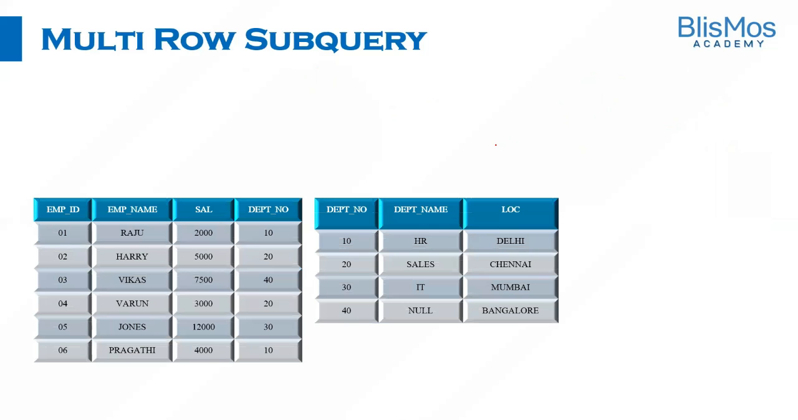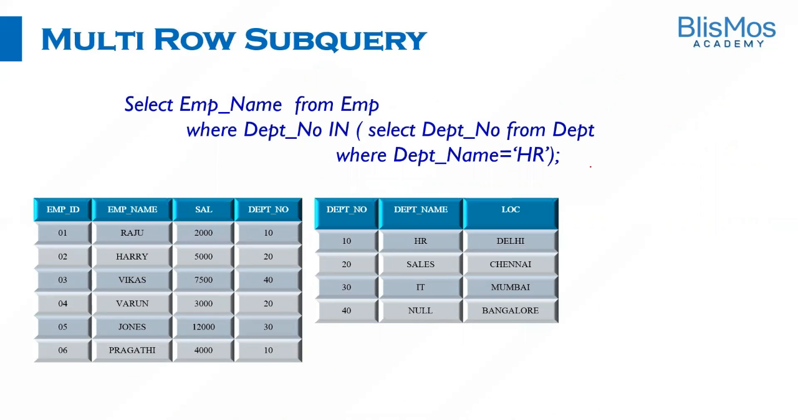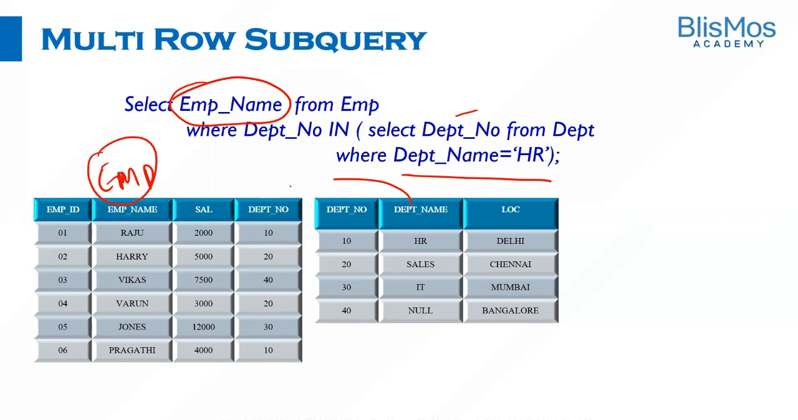Let us understand that with an example. If I want to know all the employees who are in the HR department, then as a part of the subquery, you select department number from the department table where department name is HR, because department name is not there as a part of the employee table. So first select the department number where department name is HR, which happens to be department number 10, and use that to get the employee name from the EMP table.